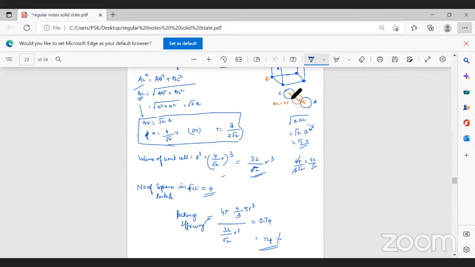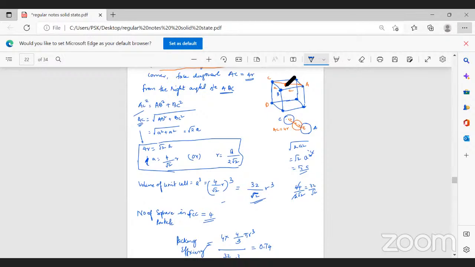So in a face-centered cube, at the center of the face there will be a particle. This particle, which is at the center, will be in contact with these two, A and C. So this distance AC is 4R. Based on that, AC square is equal to AB square plus BC square, and we found A is equal to 4 by root 2 R, or R is equal to A by 2 root 2. A is called the edge length. What has been put in the box, you should know this relationship to work out problems in your competitive exam.